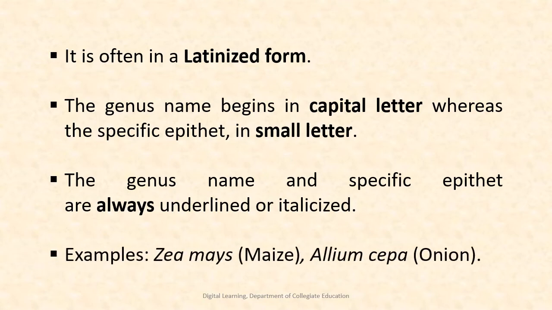For example, Zea mays: here Zea is the generic name and mays is the specific epithet. The common name is maize. Similarly, Allium cepa, the common name is onion. Allium is the generic name, cepa is the specific epithet.